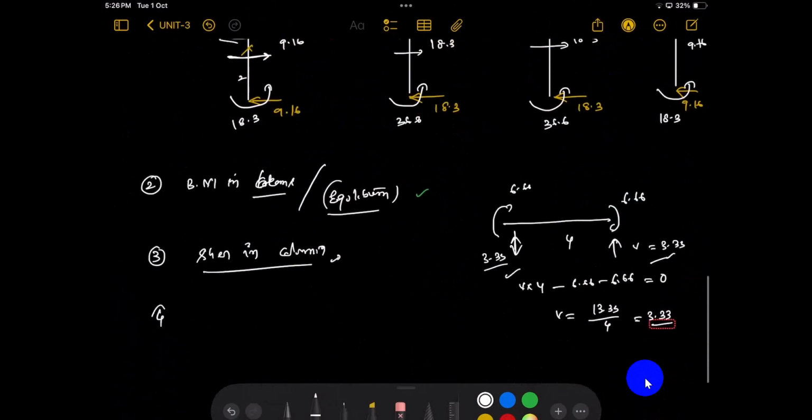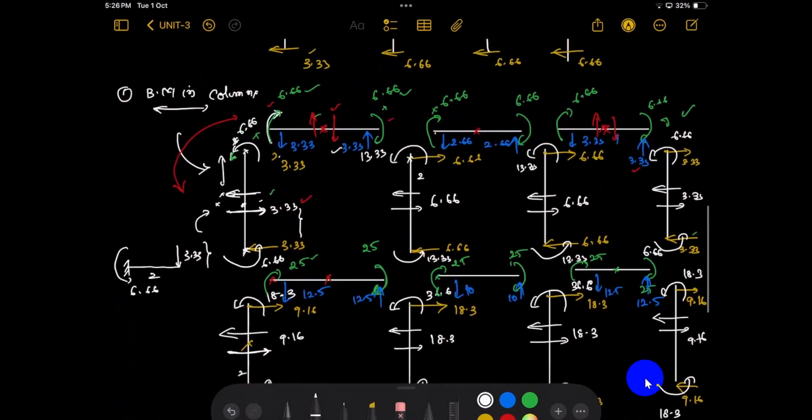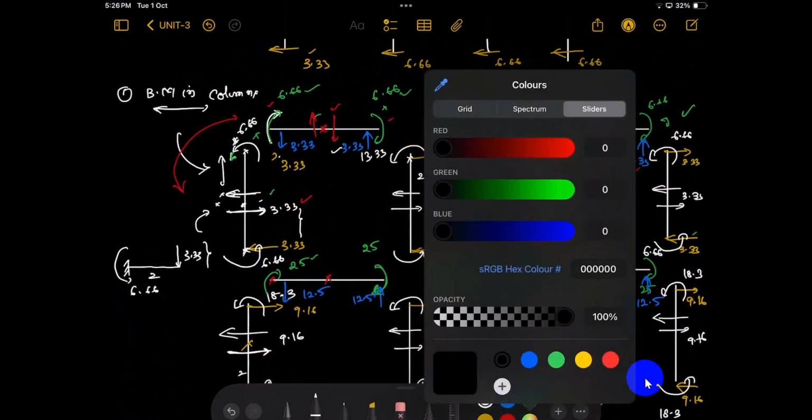Now comes to the axial force in column. Axial force in column. I will show you in a different color. We'll try. What's the color?